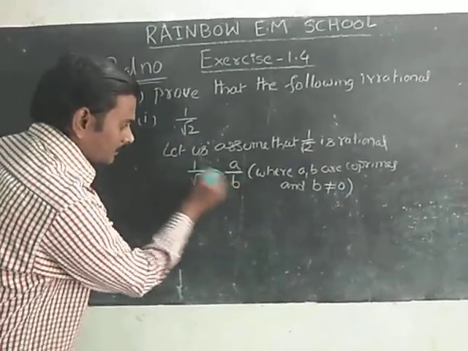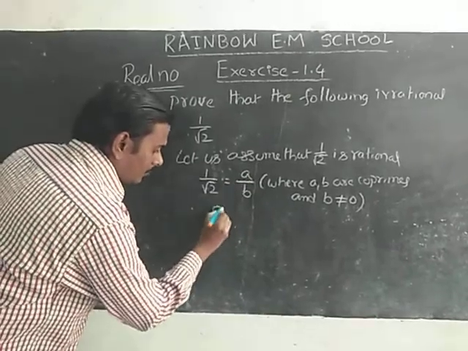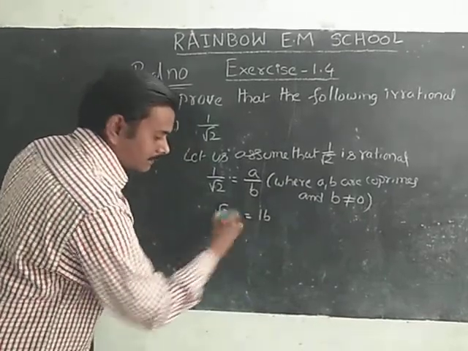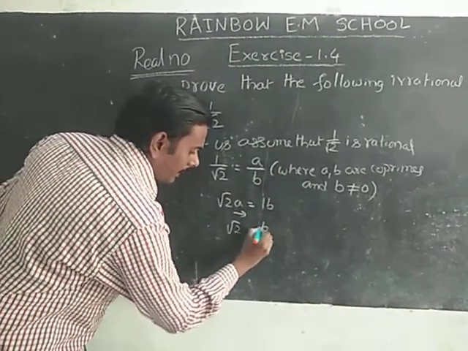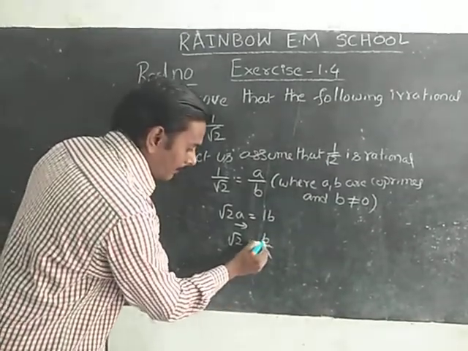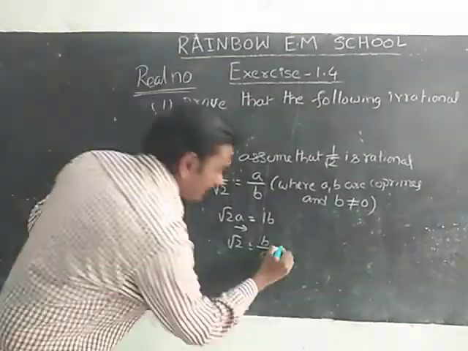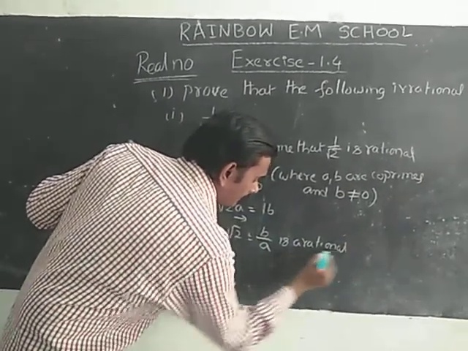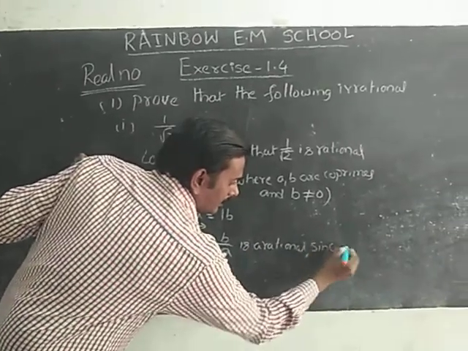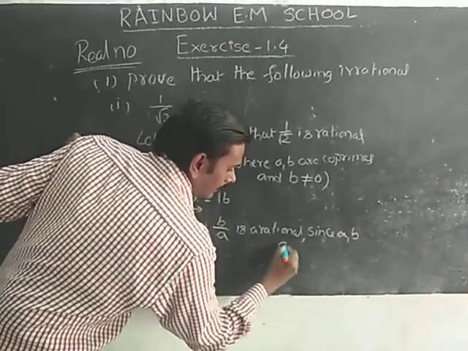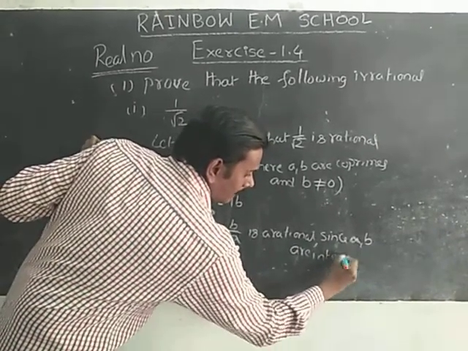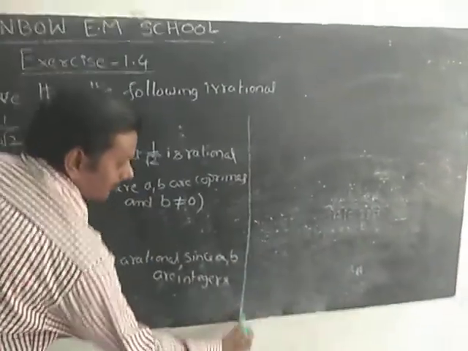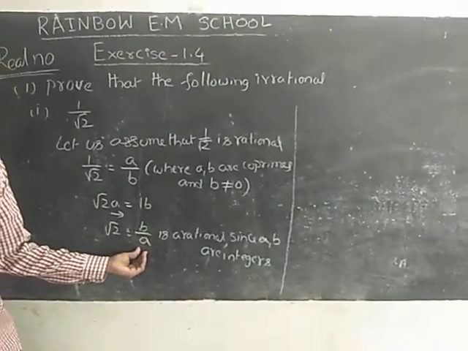Now we have to cross multiply these two. √2 into a equals 1 into b, that is b. Now move a to the other side. √2 equals b by a. Here b by a is a rational number, since a and b are integers. Now we have to write the conclusion related to this one. What is the conclusion? b by a is rational.